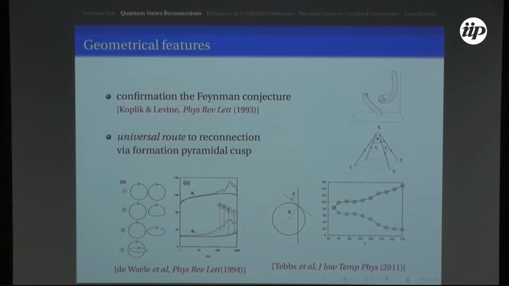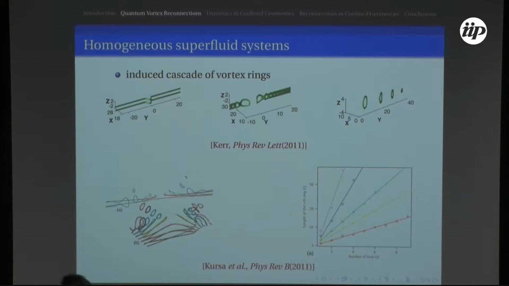Okay, so I'll go very quickly through this. Then it was found, both with the Gross-Pitaevskii simulation in this case and in that case the vortex filament method, that if you prepare the system in a certain way, you have a cascade of vortex rings. In this case with Gross-Pitaevskii, the radii of the emitted rings form a geometric progression. So this was found depending, of course, on the angle of the initial preparation.